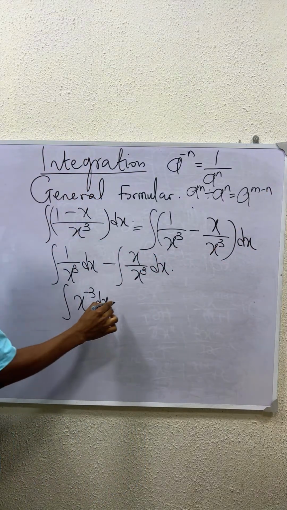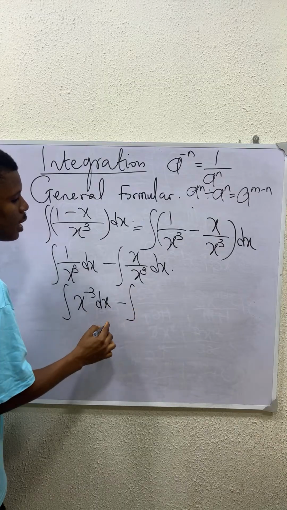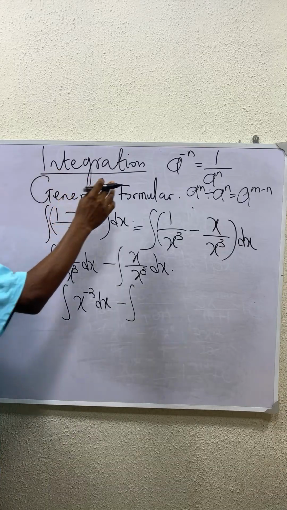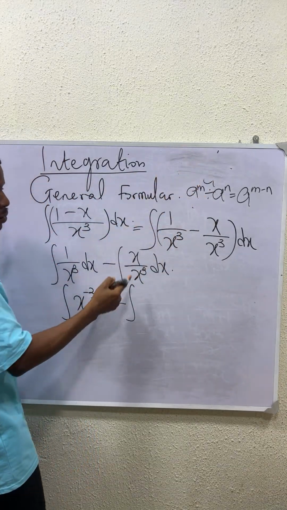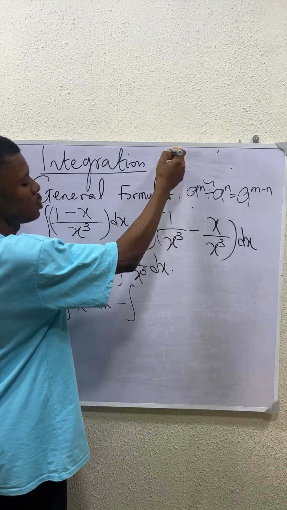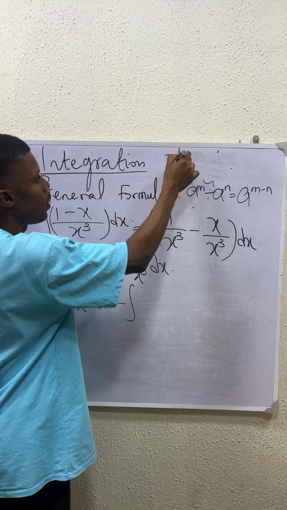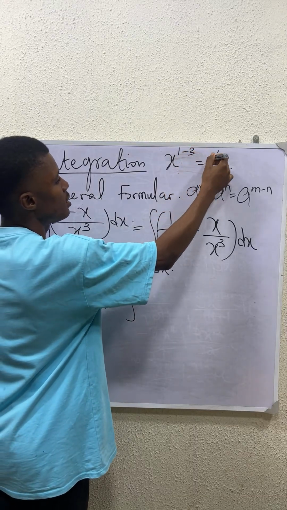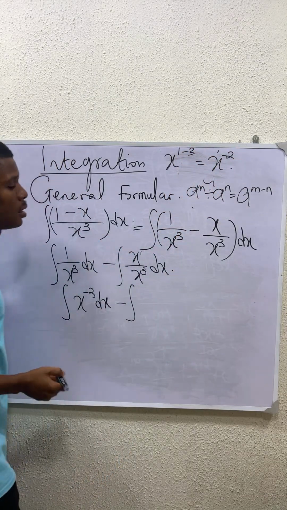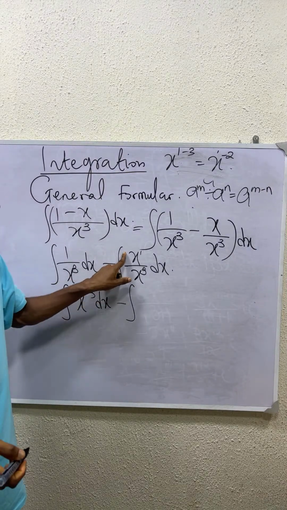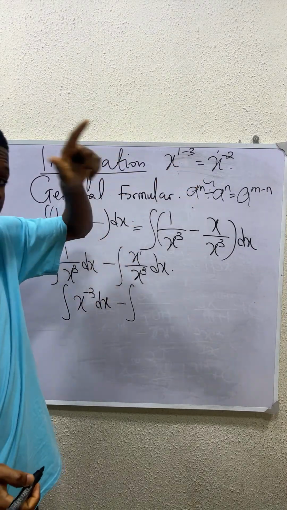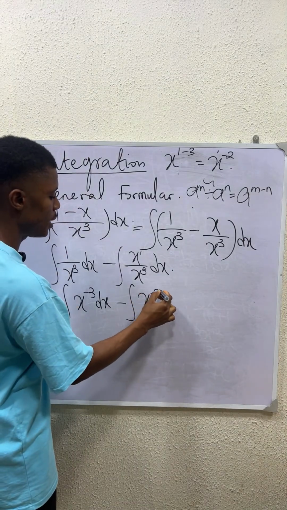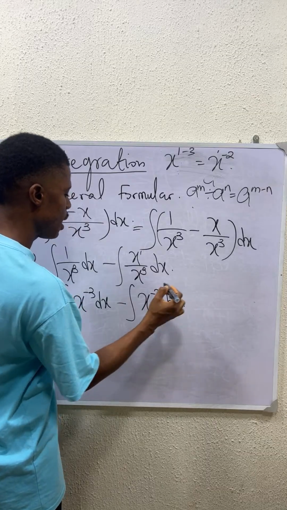So what do I do? Minus the integral of, this is power 1. So I'm basically having something like this. I'm having this and this. So I'll just do x to the power of 1 minus 3. And this is x to the power of minus 2, right? So instead of writing this 2, we agree that this is x minus 2, right? So we have it as x to the power of minus 2 with respect to x.